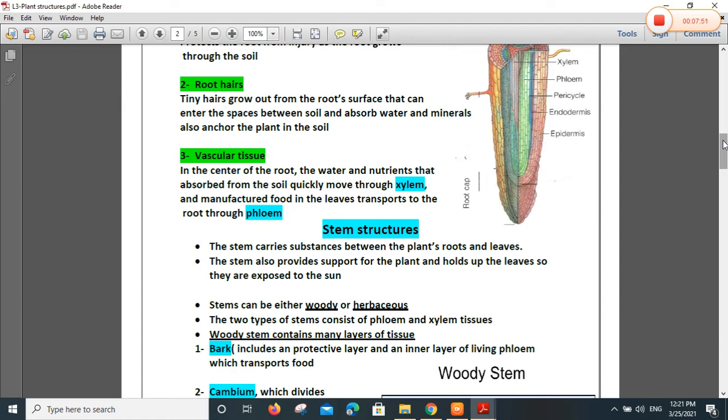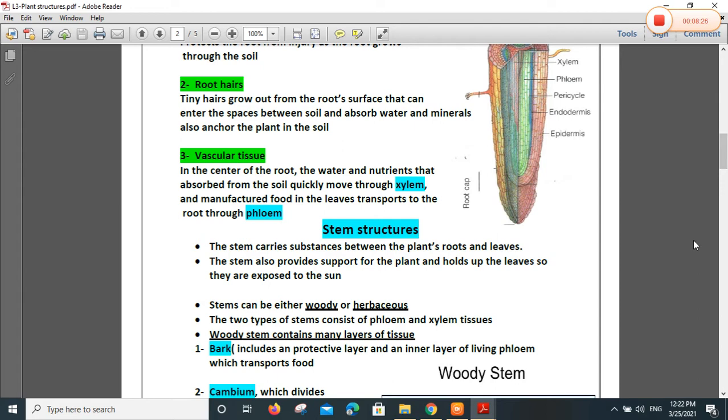Number one, the stem carries substances between the plant's roots and leaves. It is like a canal, a way or a system between the leaves, the fruits and the flowers, and the roots, transferring all the materials, water and food. Number two, the stem provides support for the plant and holds the leaves, the fruits and so on. Number three, stems can be either woody or herbaceous.